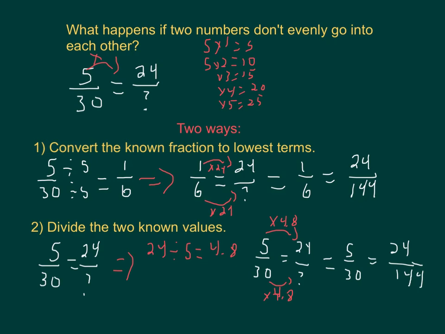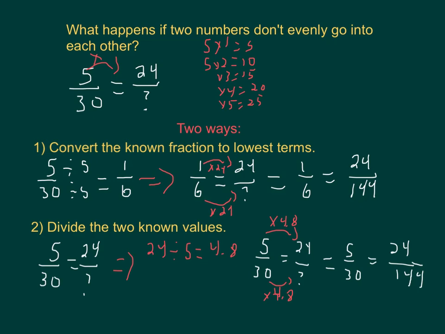Well, there's 2 ways. The first one, you can convert the known fraction to lowest terms. When you look at this, we know right away that's not lowest terms. So we can break that down to the lowest terms here by dividing them both by 5. 5 divided by 5 would be 1, and 30 divided by 5 is 6. Then using those lowest terms, now we try to solve the ratio. So we just put 1 over 6 equals 24 over question mark. Now we can try to solve our old way.